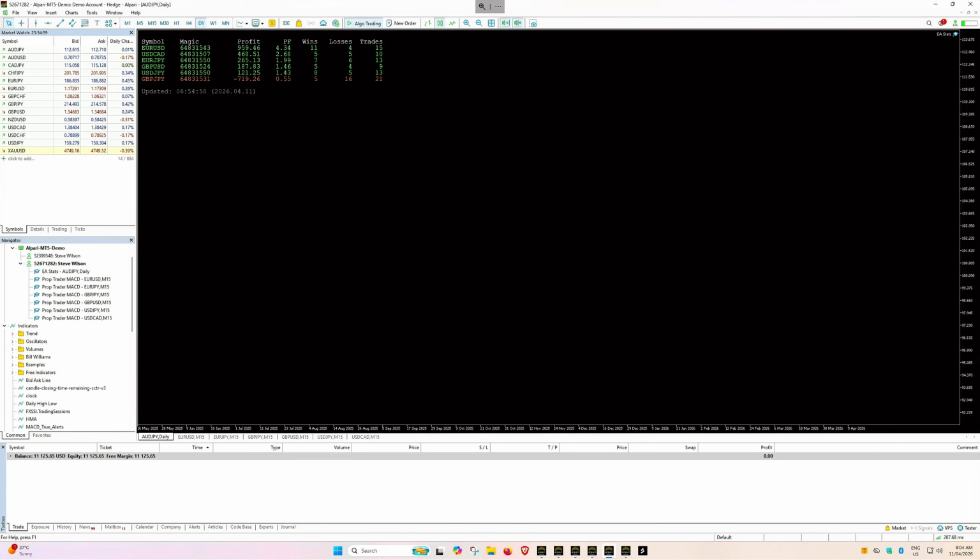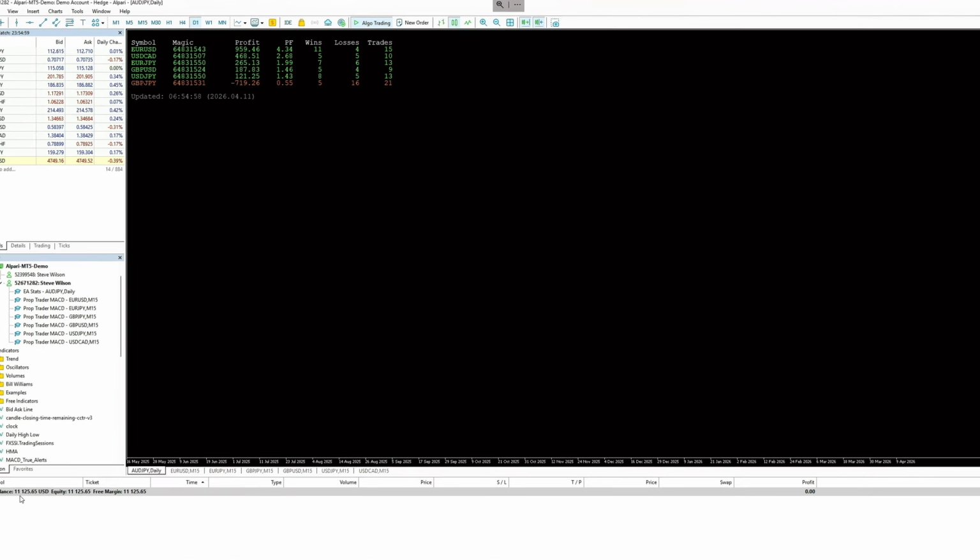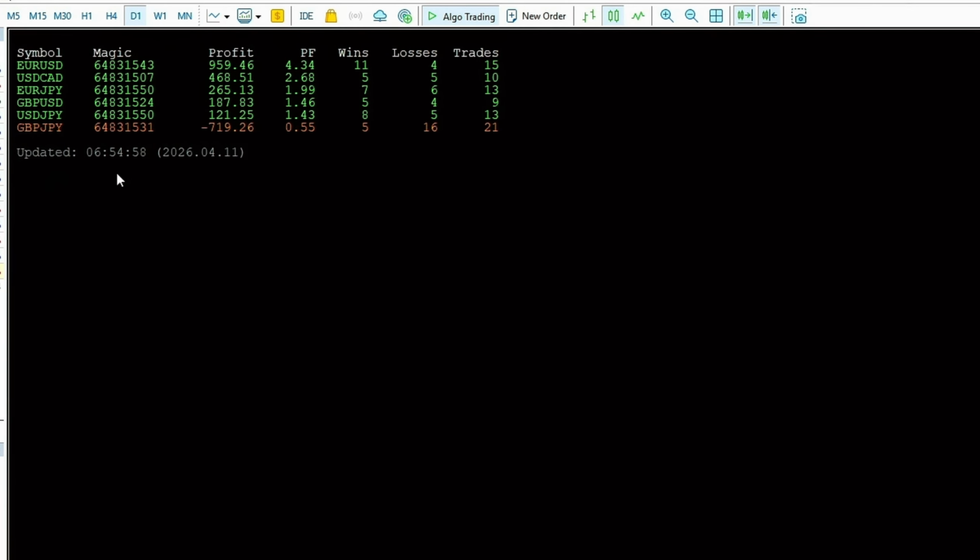Now, the demo account that I'm using started off as a 10K account. It is now up by 11%, so it is actually profitable. You can see here the pairs that I'm trading: Euro USD, the CAD, Euro JPY, the pound dollar, US JPY, and the pound yen. And out of all of these pairs, only one of them has been failing so far, and that is the pound yen.